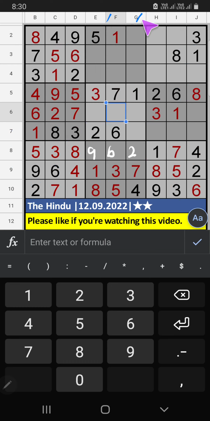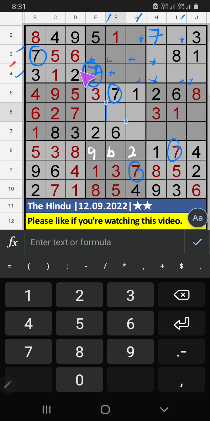Column F, column G, third row, we have 7. So 7 can't come in these cells. Then 7 is confirmed here. Third row and fourth row, we have 7. Column I also we have 7. So 7 can't come in these cells. Then 7 is confirmed here.